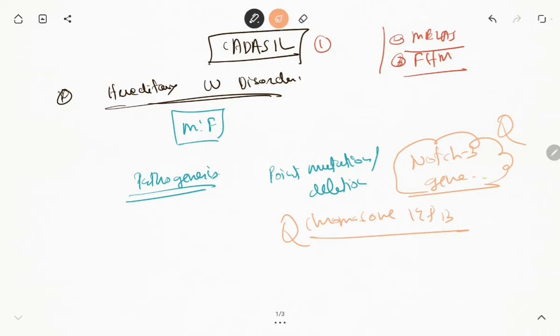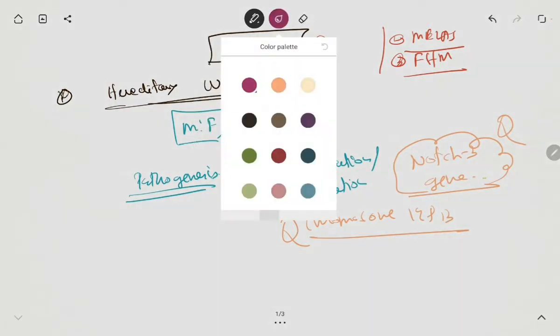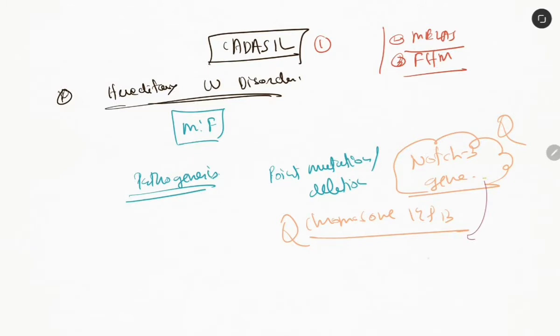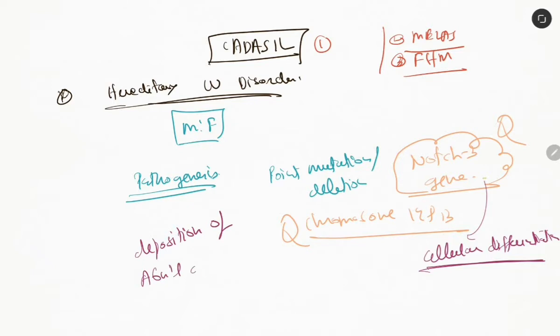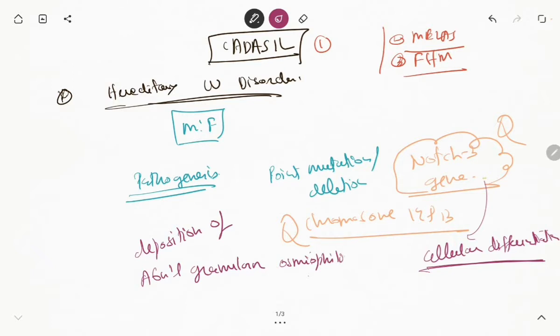Normally, the Notch 3 gene is involved in cellular differentiation. What happens is that there is an arteriopathy associated with this Notch 3 gene, characterized by deposition of abnormal granular osmiophilic material.